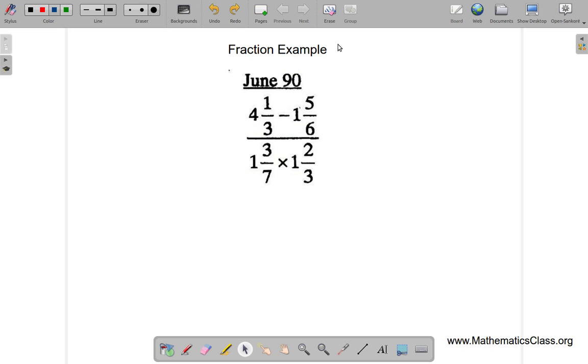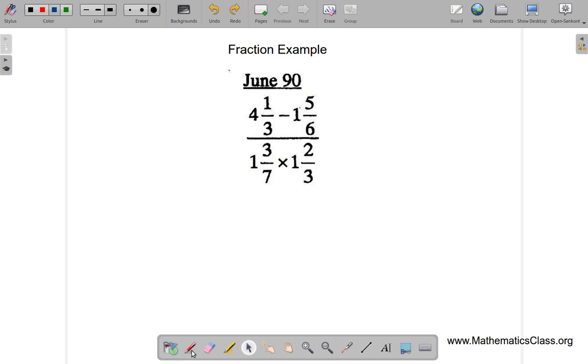Let's look at this example, another example of a fractions question. This is taken from the June 1990 CXC Mathematics past paper. Now you have 4 1/3 minus 1 5/6, all divided by 1 3/7 multiplied by 1 2/3.